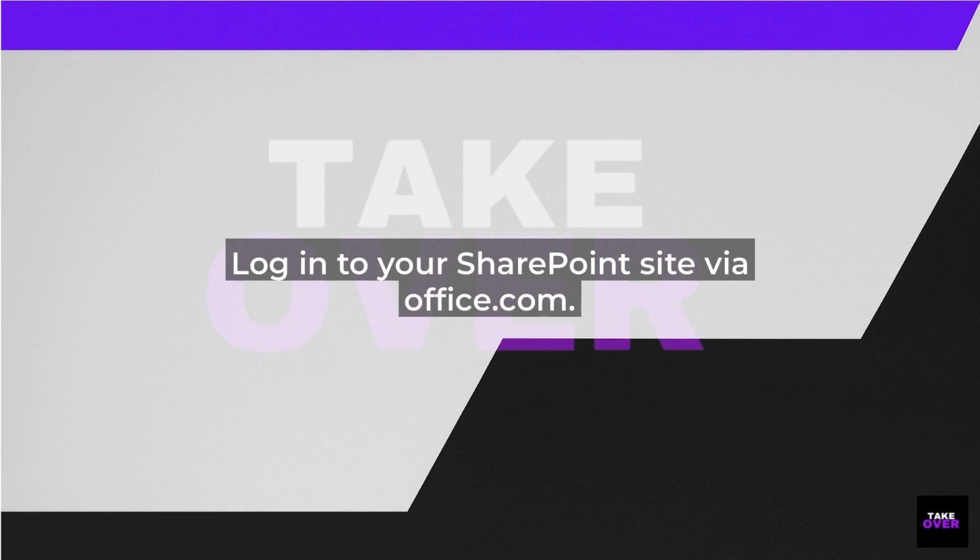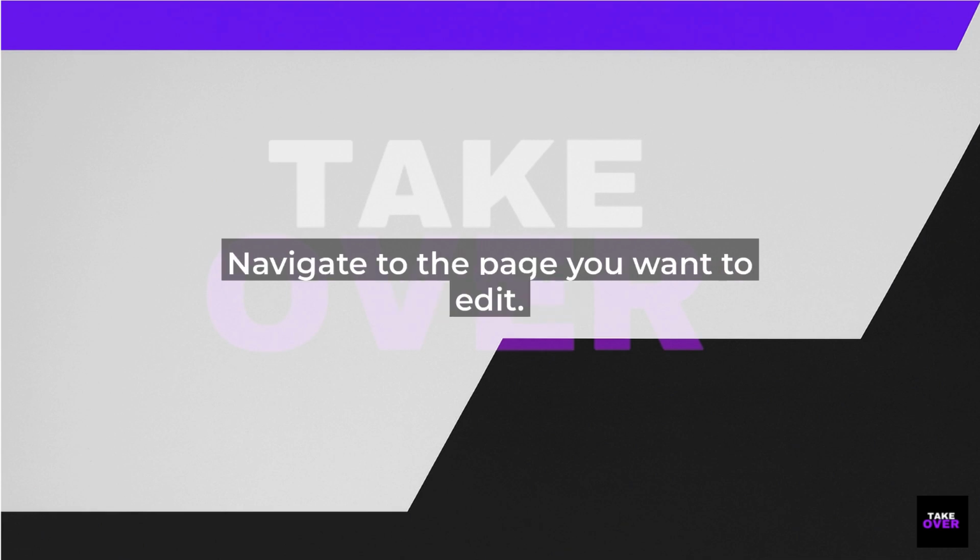First things first, make sure you're logged into your SharePoint site. If you haven't already, head over to office.com and sign in with your Microsoft account. Once you're in, navigate to the specific page where you want to add the web part. It's that simple, just click on the page from your site contents or dashboard.